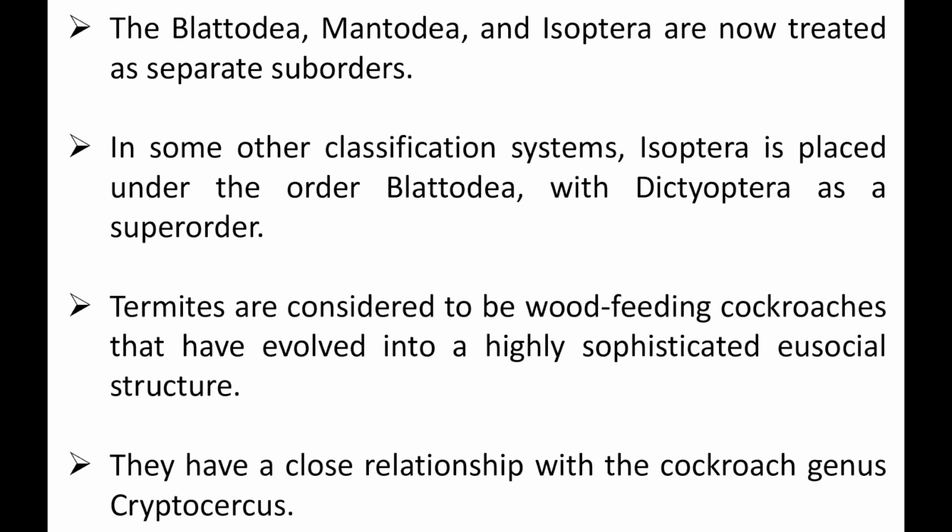In some other classification systems, Isoptera is placed under the order Blattodea, with Dictyoptera as a superorder. Termites are considered to be wood-feeding cockroaches that have evolved into a highly sophisticated eusocial structure. They have a close relationship with the cockroach genus Cryptocercus.